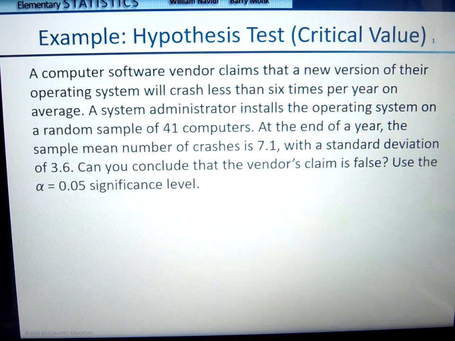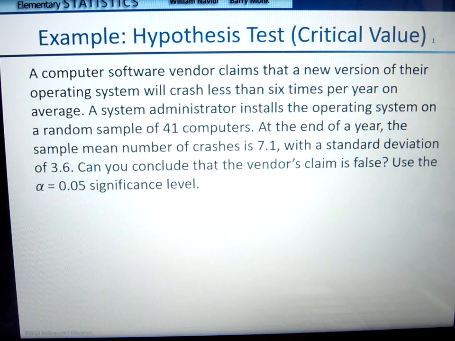So we're going to look at the computer software vendor claiming that a new version of their operating system will crash less than 6 times per year on average. Whew, 6 times per year. That's a lot. It's like every other month. So a system administrator installs the operating system on a random sample of 41 computers. At the end of the year, the sample mean of crashes is 7.1 with a standard deviation of 3.6. Can you conclude that the vendor's claim is false?